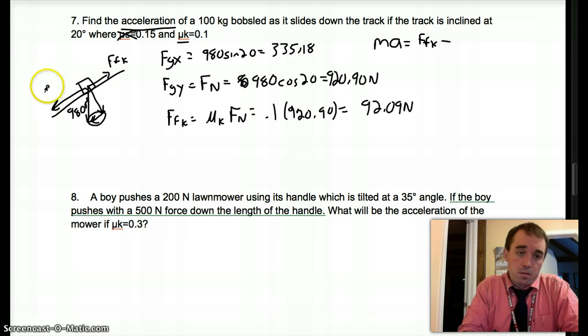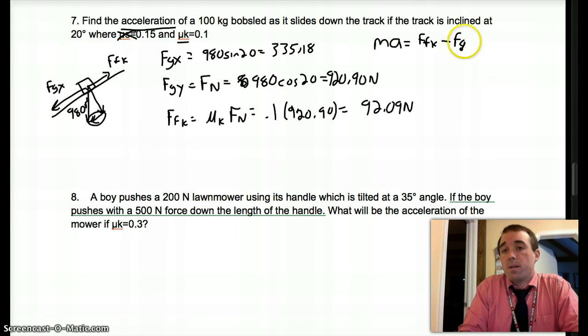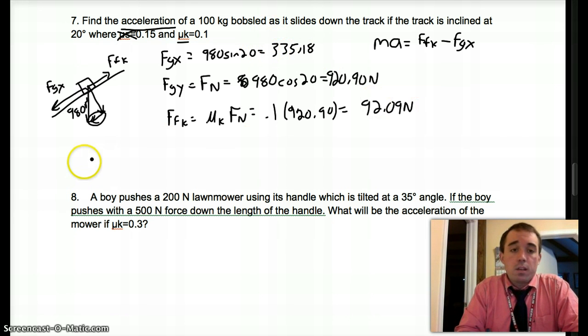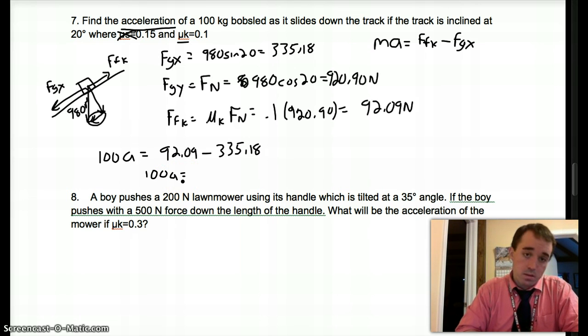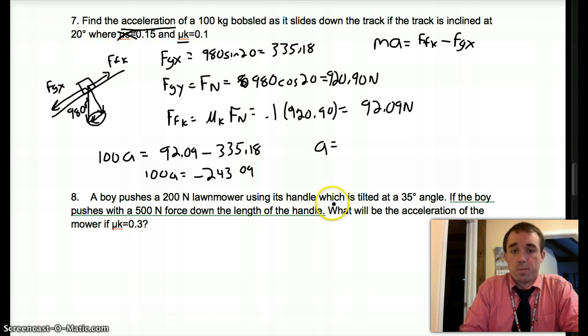So, my acceleration, I can find from mass times acceleration as my F_FK minus the F_GX, which is what's pulling me down the ramp. So this is my F_GX of calculated value 335. My mass is 100. My acceleration is the unknown. My F_FK is the 92.09. I keep that positive because it's up the ramp. This is the down the ramp, why it's negative. We subtract the 335.18. That gives us that 100a equals 92.09 minus 335.18, negative 243.09, which I can do, and you should be able to do that simple math real quick. a equals negative 2.43 meters per second squared.